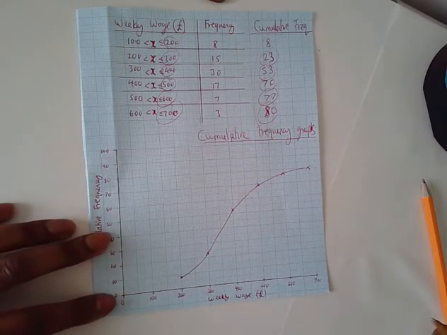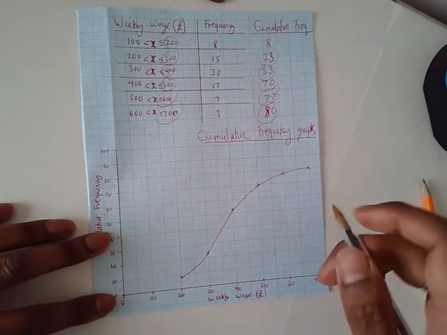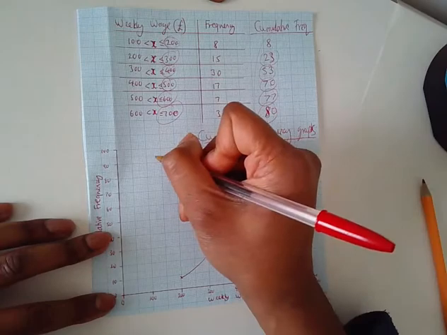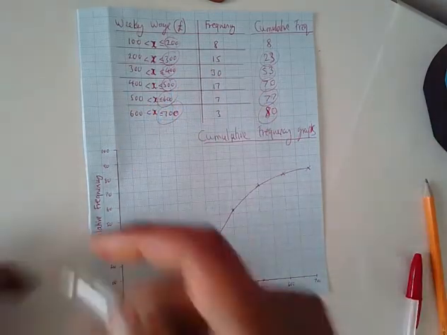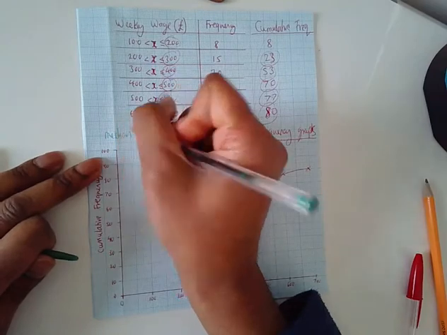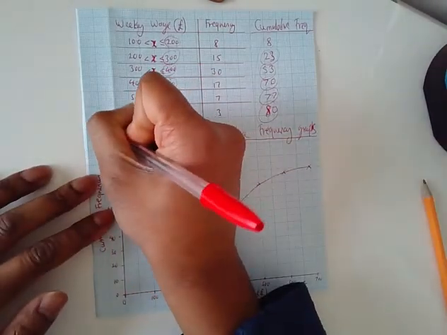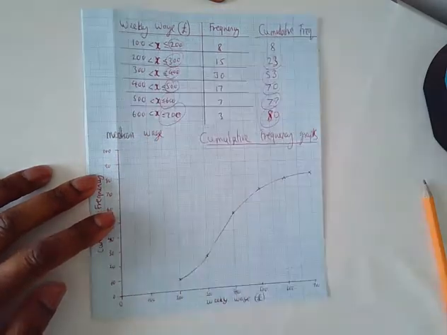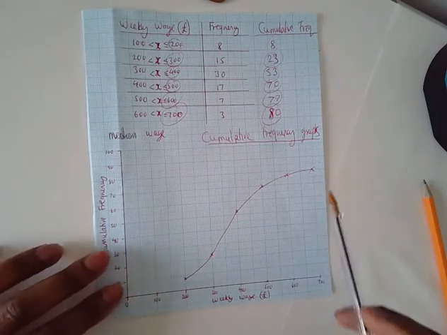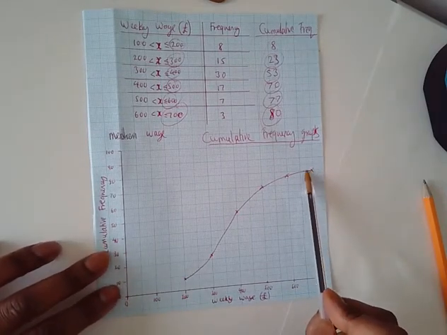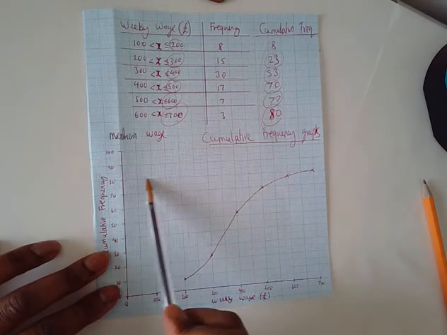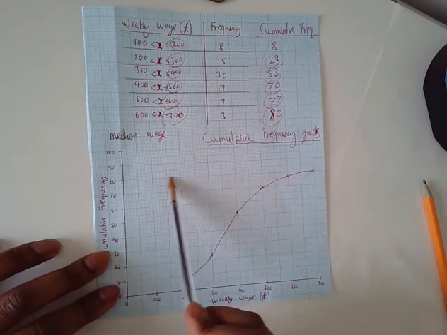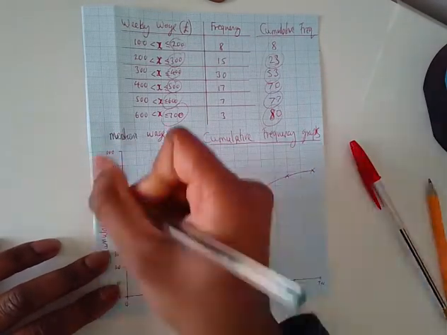Now what I'm going to do is ask a question: find the median weekly wage. What you need to do is check what the highest number is. The highest number there is 80. It's not 100. Just because I've got 100 on this scale doesn't mean the highest number is 100. The highest number here is actually 80.